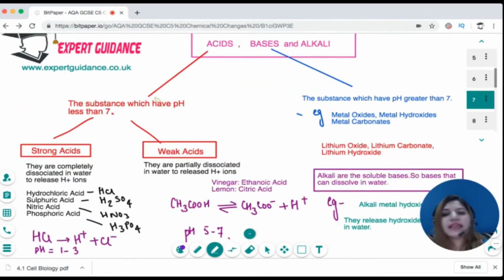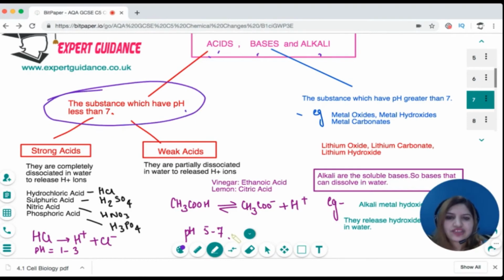Okay, now let's come on to chemical reactions of acids, bases, and alkalis. Now let's have a little bit of key stage 3 brush up. How do we define acids? These are the substances which have pH less than 7. Bases are the substances with pH greater than 7.